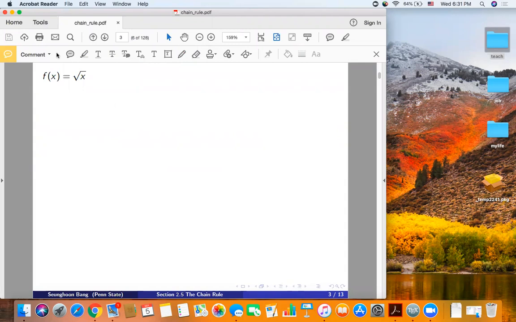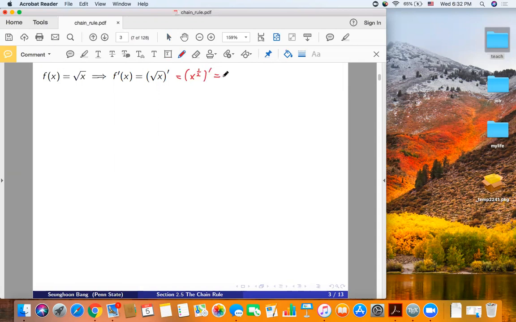This is the first example. f of x equals square root of x. You can take a derivative. f prime of x is square root of x prime. So what is the answer? The next one. You can change it to x to the power 1/2 prime.